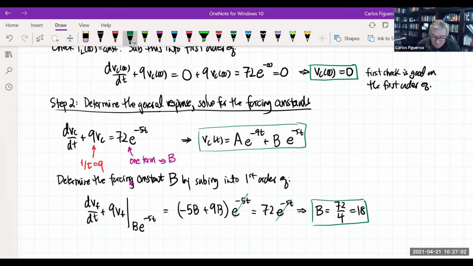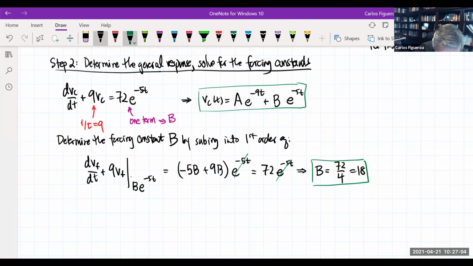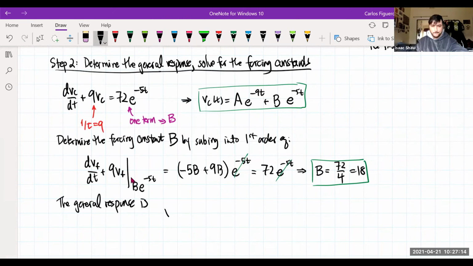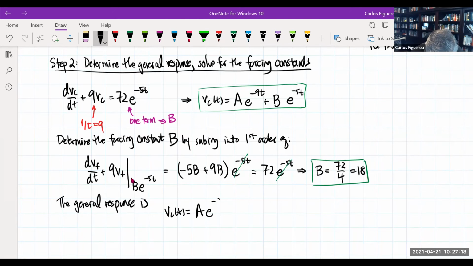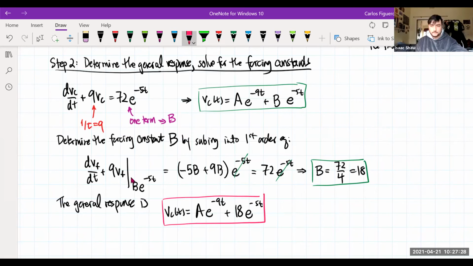So now my general solution looks like this here. So the general response is now going to be VC of t, which will be A e to the minus 9t plus 18e to the minus 5t. So now that was my goal of this section right here.